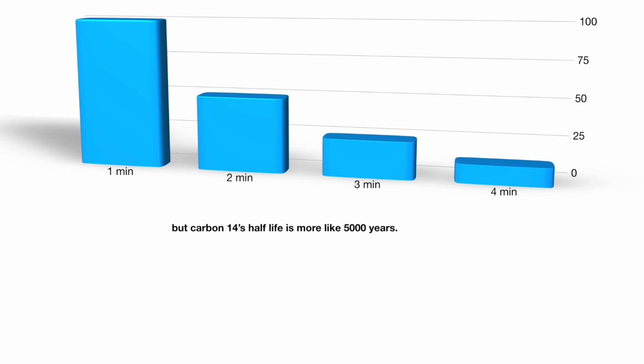It's an exponential decay. But carbon 14's half-life is more like 5,000 years. So every 5,000 years, it decreases by half. It's not like it stays 100 and then it decreases by 50 once it becomes 5,000 years. It's just like a slow decay.